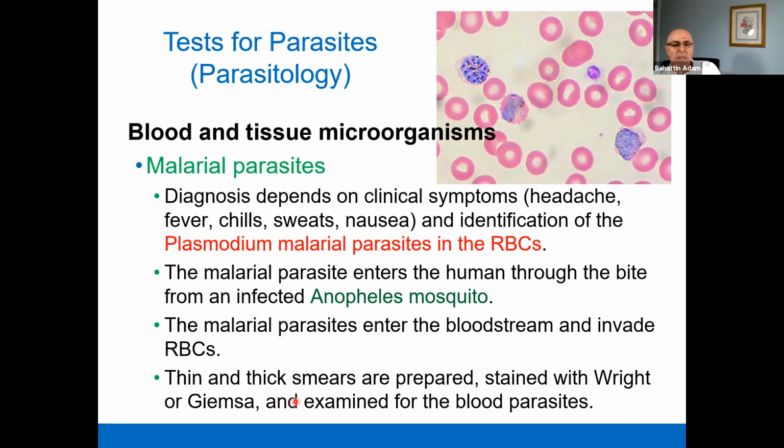Okay, the thin or thick smears are prepared, stained with Wright or Giemsa. These are the kind of staining techniques, and then examined under the microscope. And as you see here, these red blood cells are infected by Plasmodium malaria.